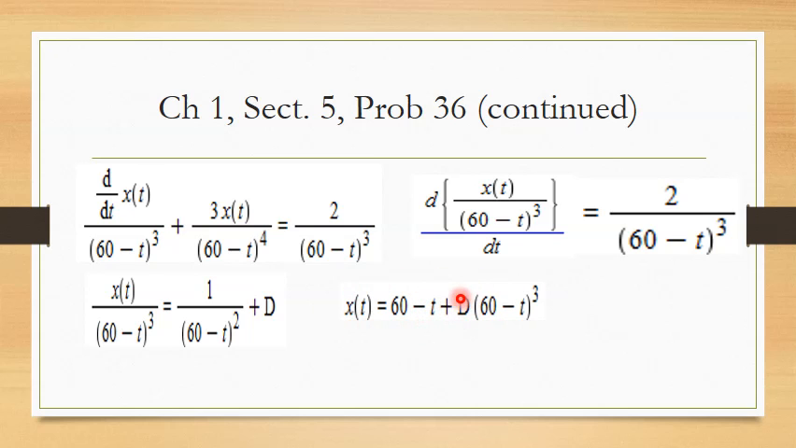Now I have to find d. Well, what's the initial condition? How much salt is in the tank at t equals 0? Well, if you go back and read the question, it says initially the tank has 60 gallons of pure water. So that means we have 0 salt in the tank at t equals 0. So if we plug that in, we get this. We can solve this for d. There's my integration constant right there.